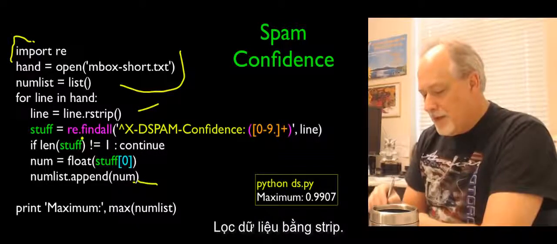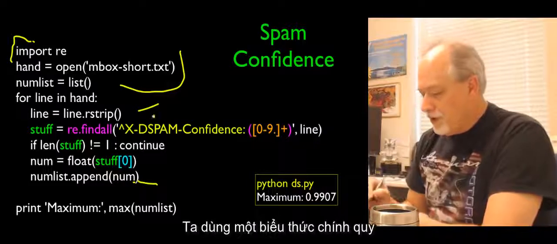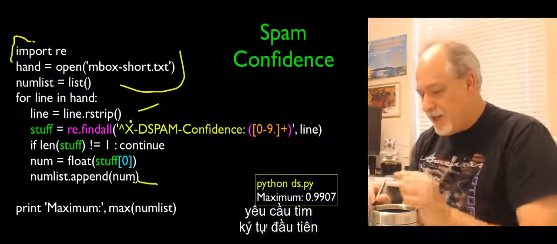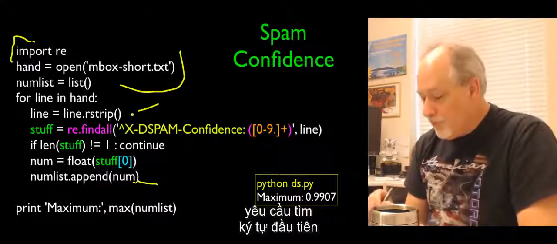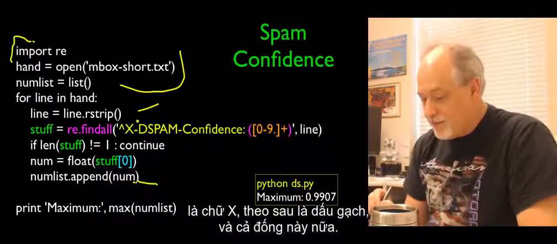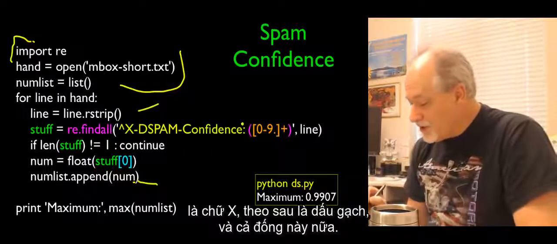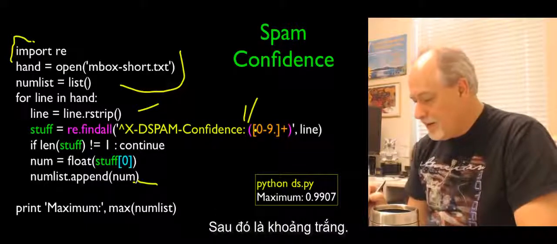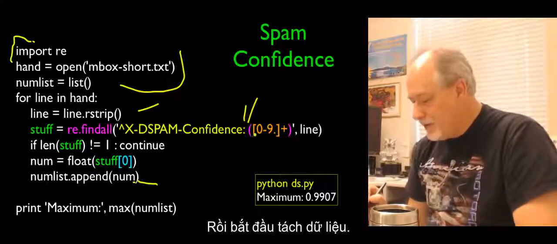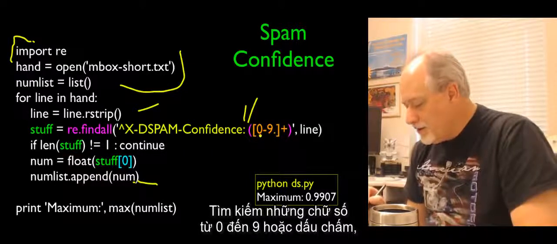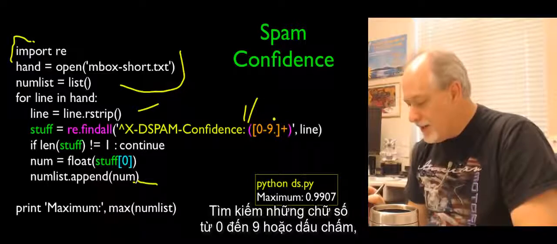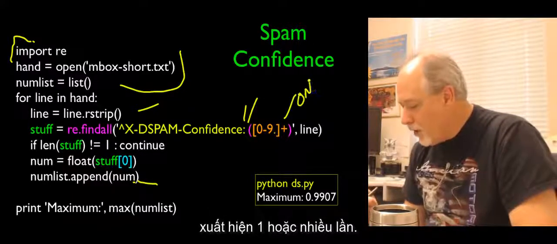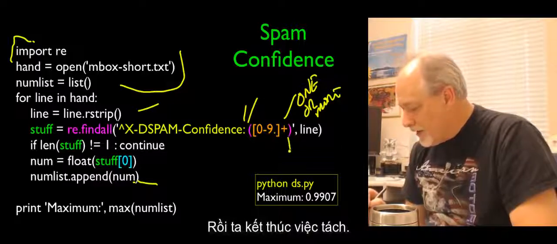We strip the data. Now here's the key thing, right? We're going to have a regular expression that says, look for the first character being x, followed by a dash, followed by all this, which exactly has to match literally, followed by a colon. And then there's a space. And then we begin extracting. We're looking for the digits 0 through 9 or a dot, one or more of them. And then we end extracting.